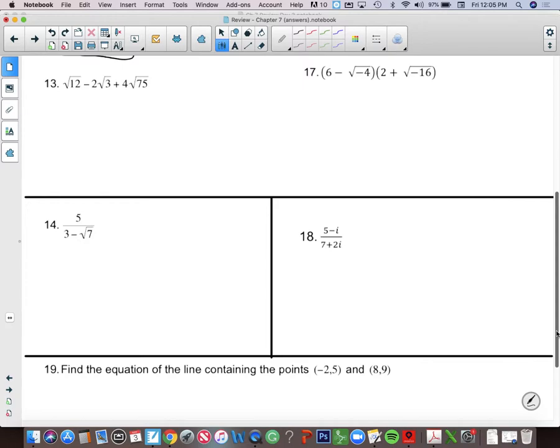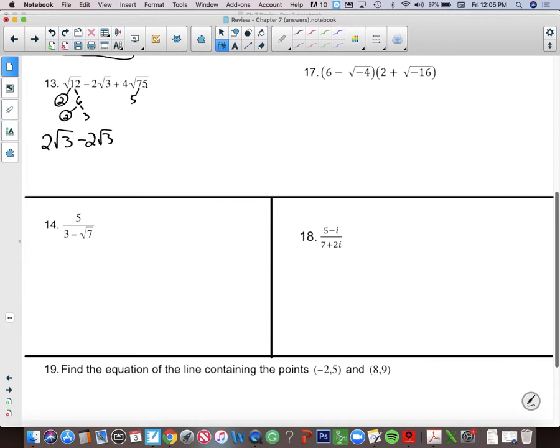So number 13, you got to simplify everything before you can add them together. So the 12, that breaks down into a 2 and a 6 and a 2 and a 3. So we have a pair of 2's. So I make it a 2 square root 3 for that one, minus 2 square root 3 for the next one, because we didn't do anything with that one.